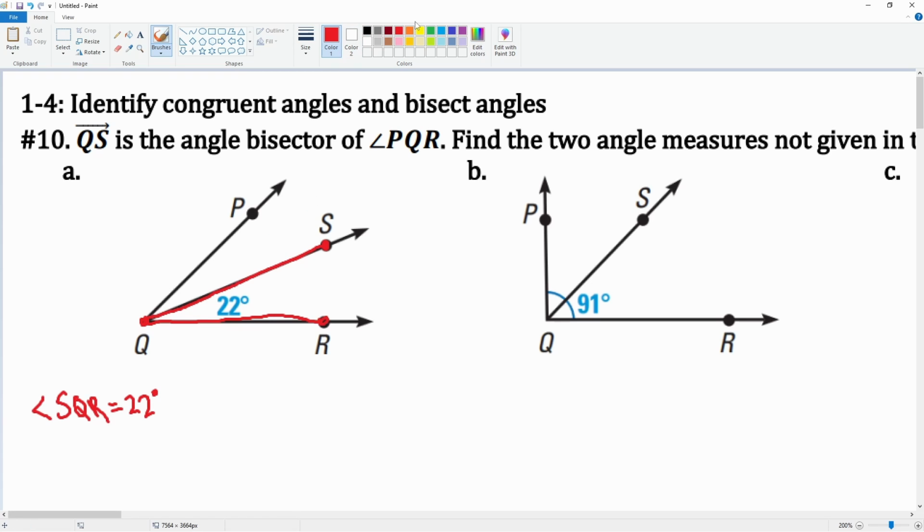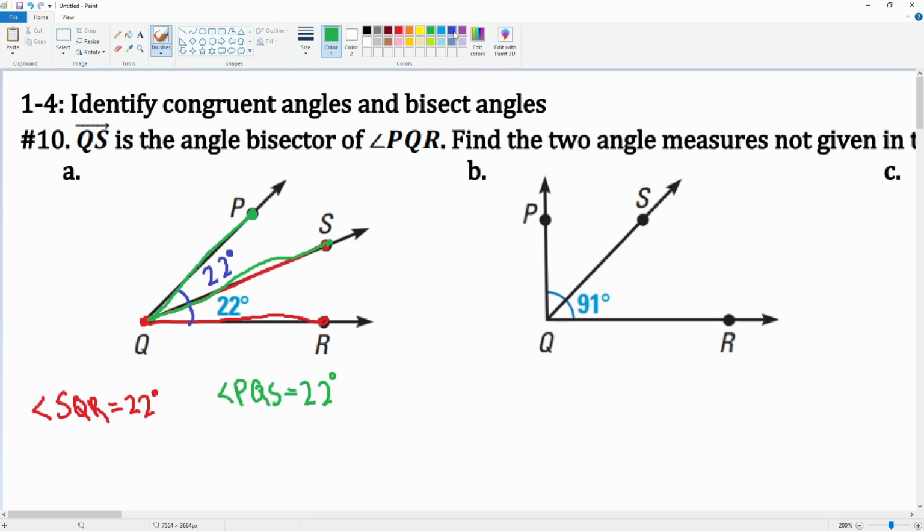Because this is the angle bisector, it creates two equal pieces. So this piece and this piece are congruent. If this is 22, this also has to be 22 because the bisector creates two equal pieces. So this angle of PQS is also 22 degrees. So we write angle PQS is equal to 22 degrees.